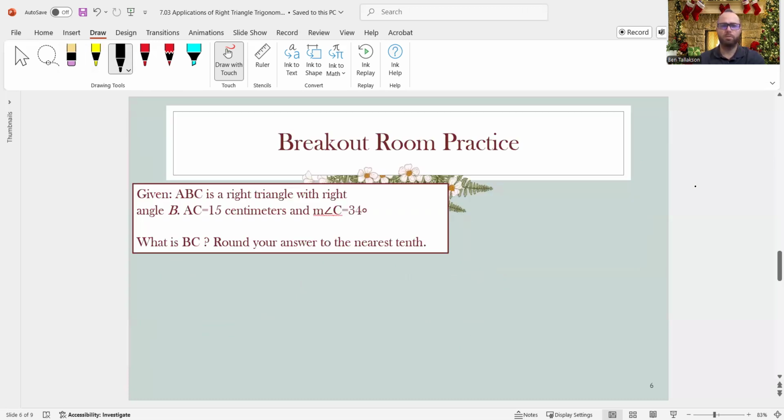Now we have a bit of a word problem, no visual, but you can make your own, can't you? Given ABC is a right triangle, right away I would draw my right triangle. ABC, and we don't want to put the ABCs on the corners yet because we have to see what else is happening. Right angle B, so B is here, right angle.